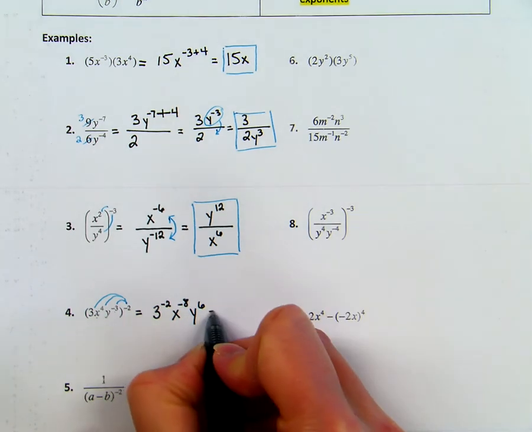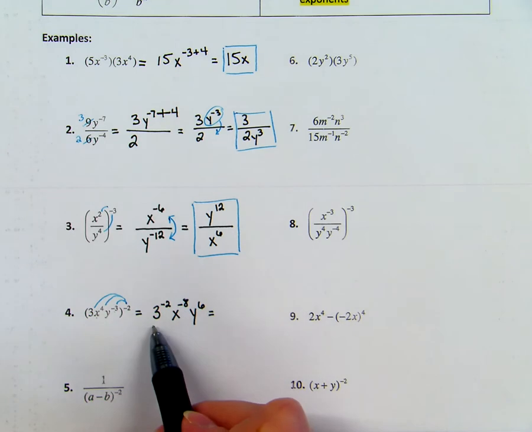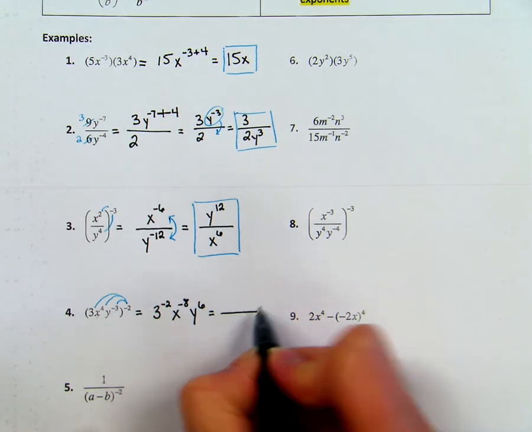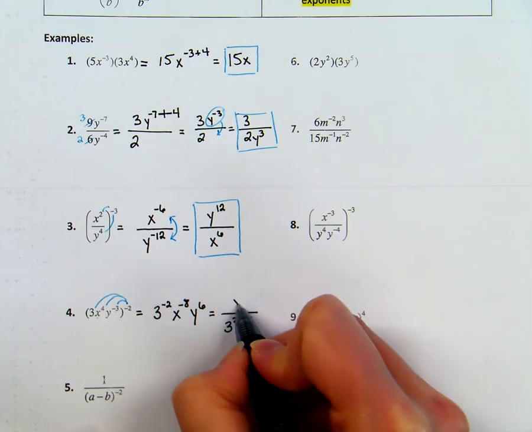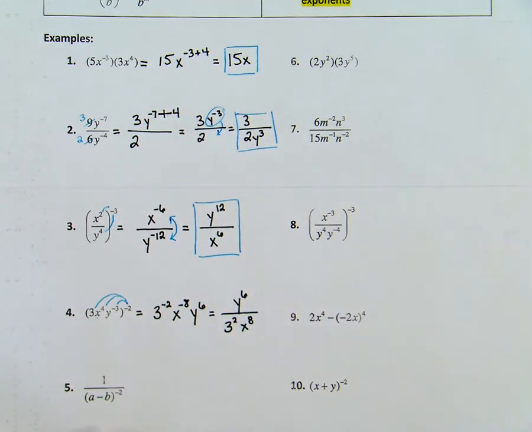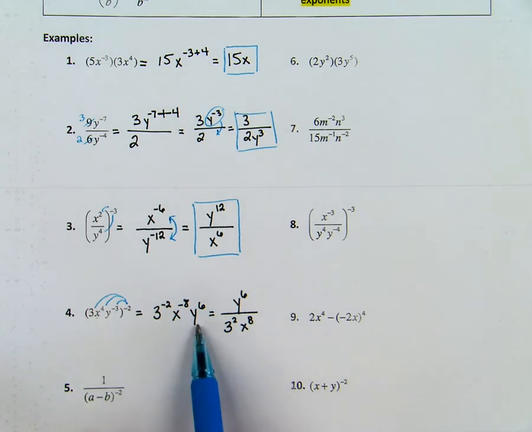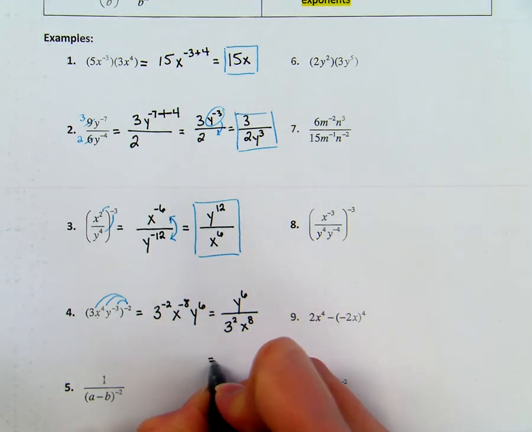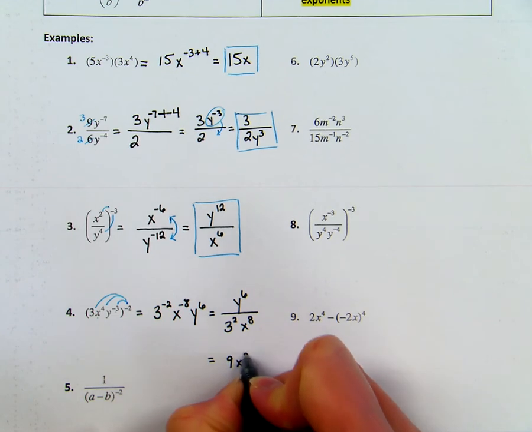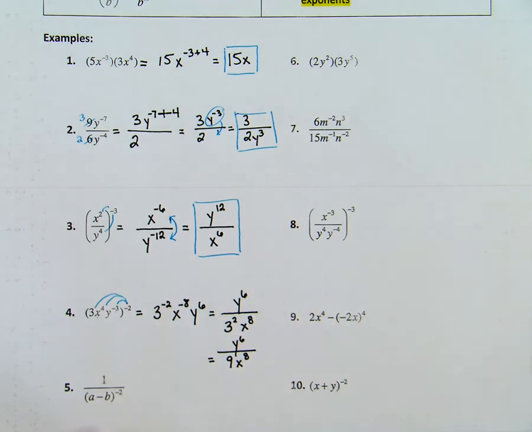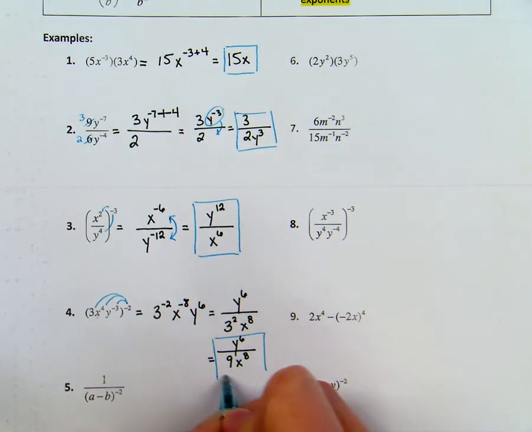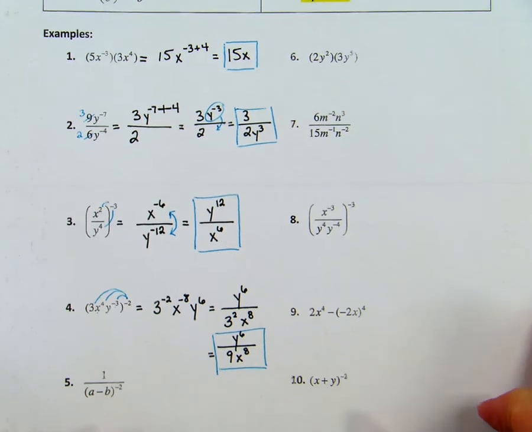Once again, let's take care of those negative exponents. The 3 and the x both have negatives, so they move to the bottom of the fraction and their exponents become positive. The y, however, already had a positive exponent, so it stays on top. Last but not least, let's take care of that 3 squared. We know that 3 squared is the same as 9. So our final answer here is y to the 6th over 9x to the 8th.